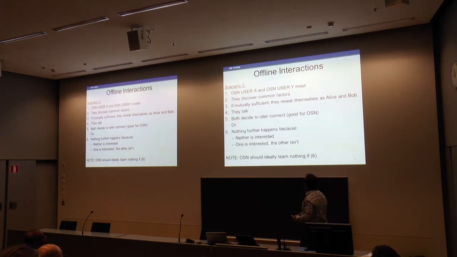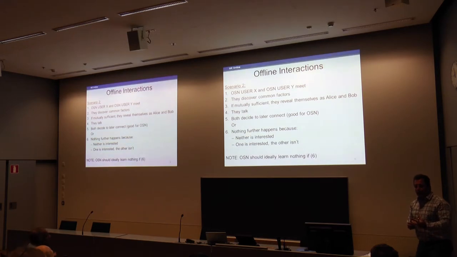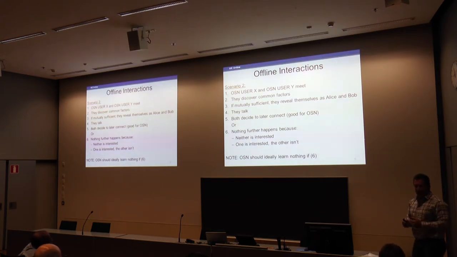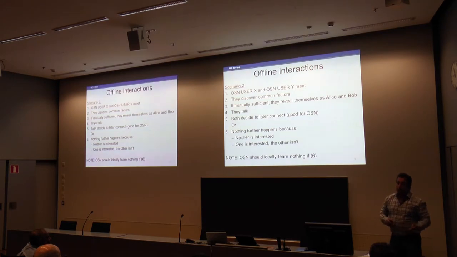Now, in the second scenario, we have OSN user X and OSN user Y, not Alice and Bob, just X and Y. They meet, but not in a physical way. They may be near each other, but they're not aware of each other's physical being. They discover some common factors. And then if these common factors are mutually acceptable or sufficient, they reveal themselves to each other as Alice and Bob. So now it's no longer X and Y, now it's Alice and Bob. They talk, then they decide to connect later. This is good, right? More people connecting means less strife in the world. And it's good for the OSN, good for Alice and Bob, and everybody lives happily thereafter.